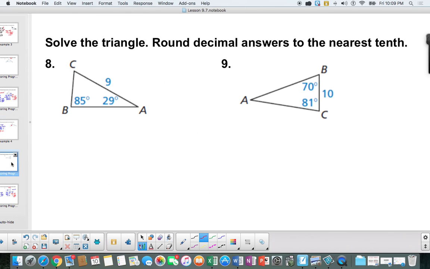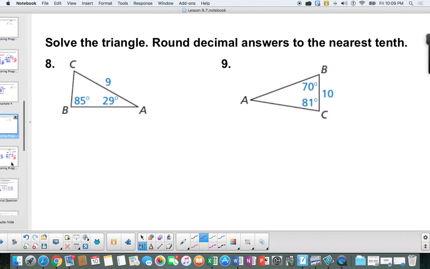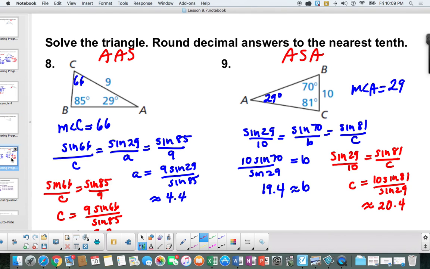Okay, your turn. Go ahead and stop the screencast and see what you can do. And you can see one is an angle-side-angle and the other is an angle-side-angle. And this is the end of the screencast.